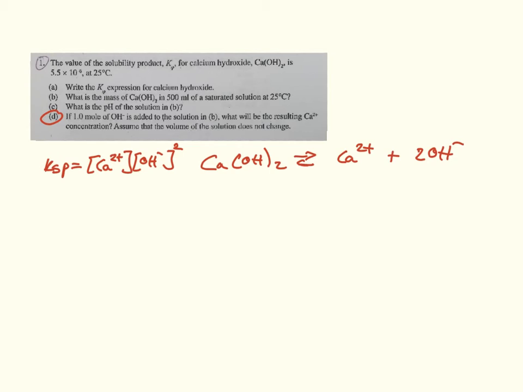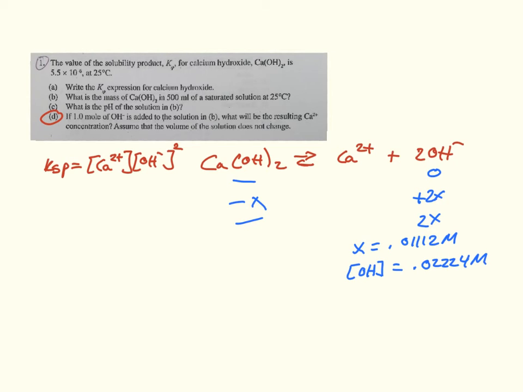Well, we have a few things to consider. You remember when we went through our whole table and figured this all out, we knew the concentration of hydroxide because we knew that x was equal to 0.01112 molar, and so 2x, which is the concentration of hydroxide at that moment, was equal to 0.02224 molar, and that was our starting concentration. Then we were adding 1 mole of solid hydroxide to it. They said the volume doesn't change. The volume is still 500 milliliters.